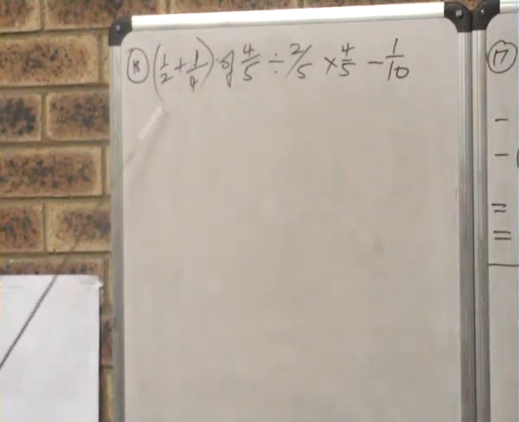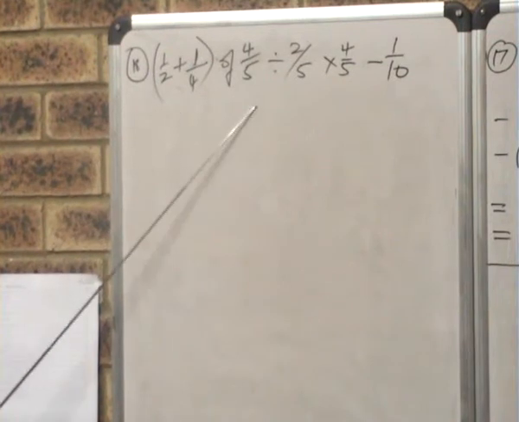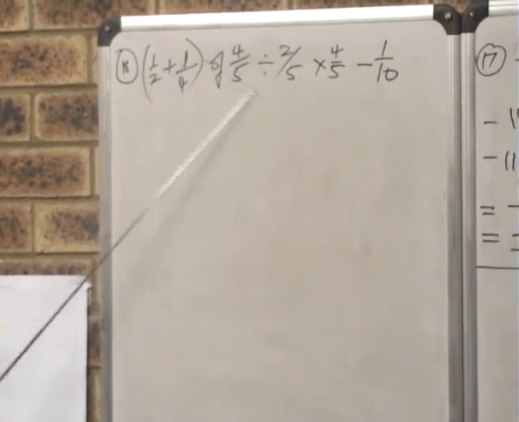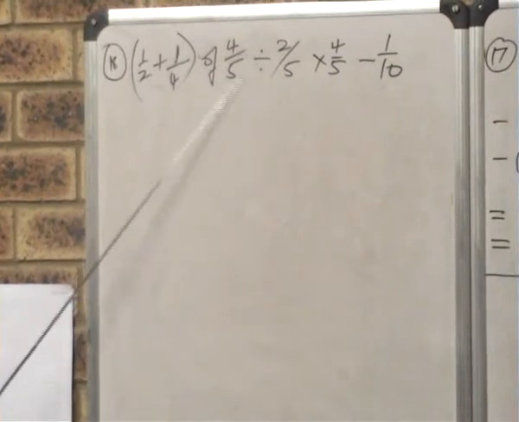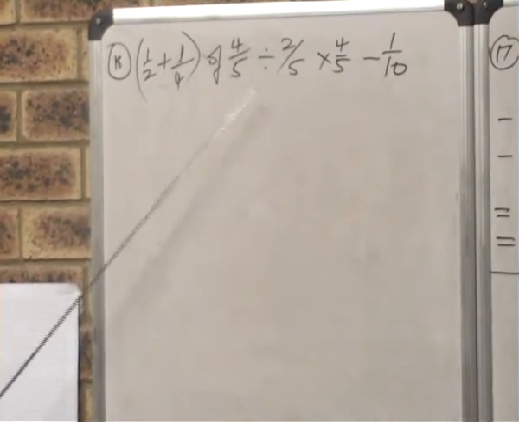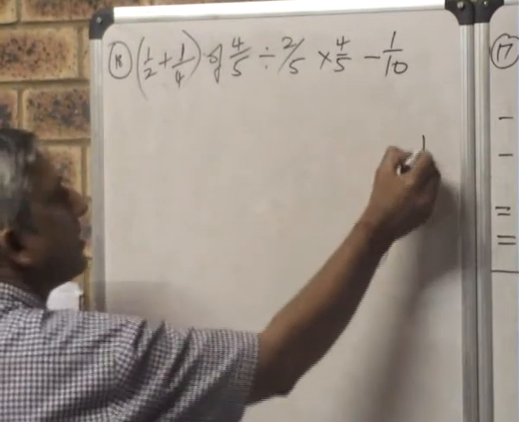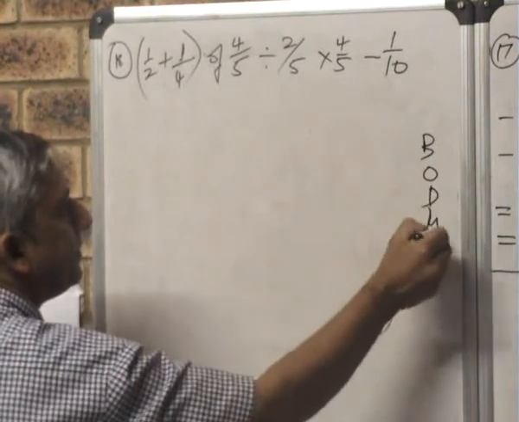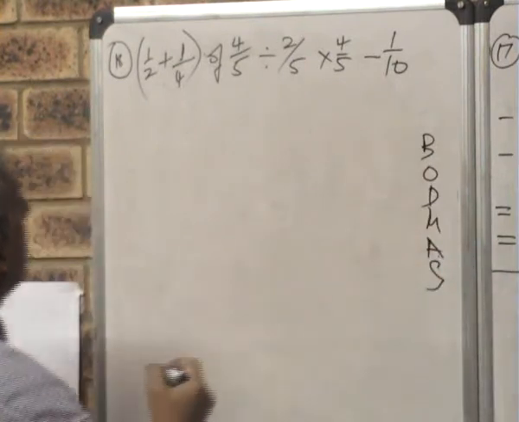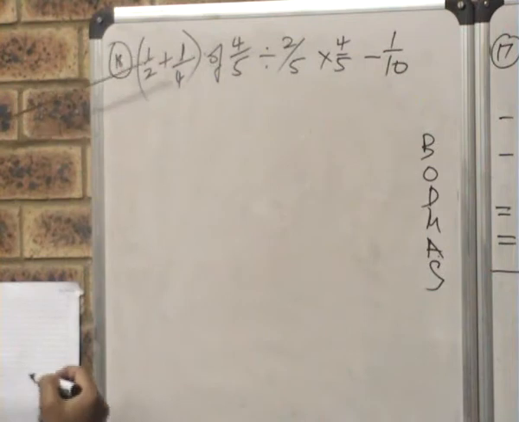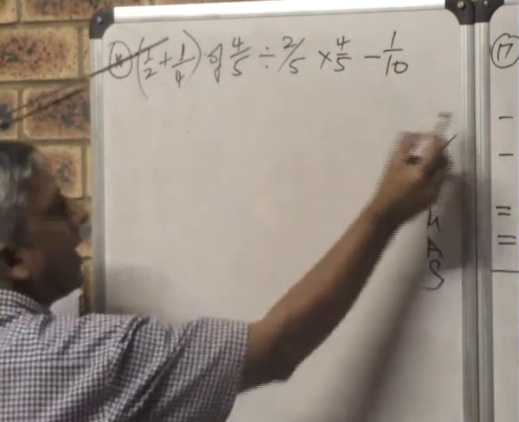Alright, so you're seeing an example with BODMAS and with fractions. Now don't run away, just stay in the room, just sit there, relax, and do this thing slowly, step by step. Right, let's just put on BODMAS here. Okay. Any brackets? Yes, we're going to do this bracket first. So there is a bracket.